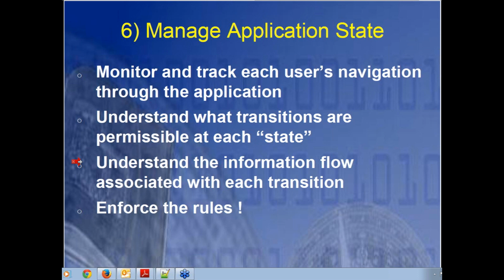So is certain information required along with that transition? Is certain information optional? And anything above and beyond that we would consider suspicious. And then, of course, the bottom line is to enforce the rules about application state. This puts us in a position to head off numerous types of attacks, such as cross-site request forgery and various privilege escalation attacks, because we simply won't allow the user to access a page that doesn't make sense given the context that they're in at that particular time.